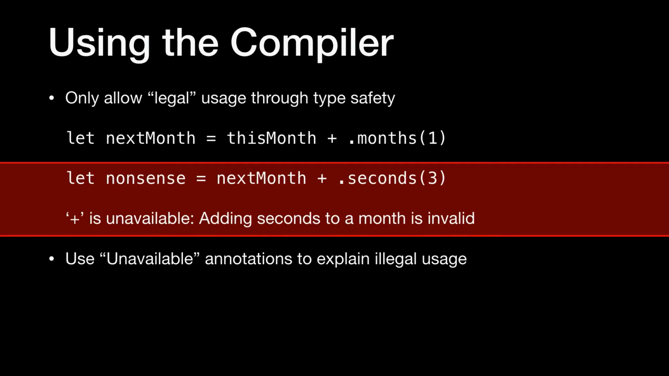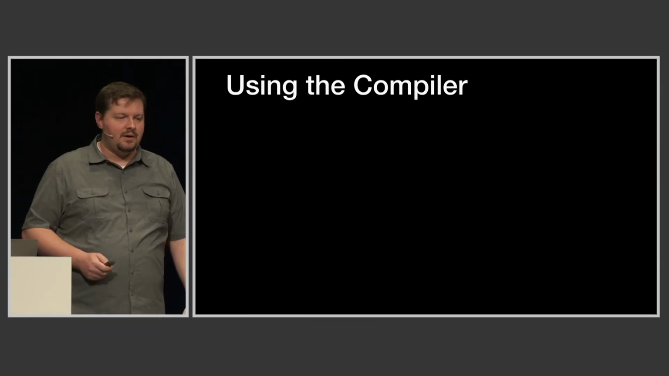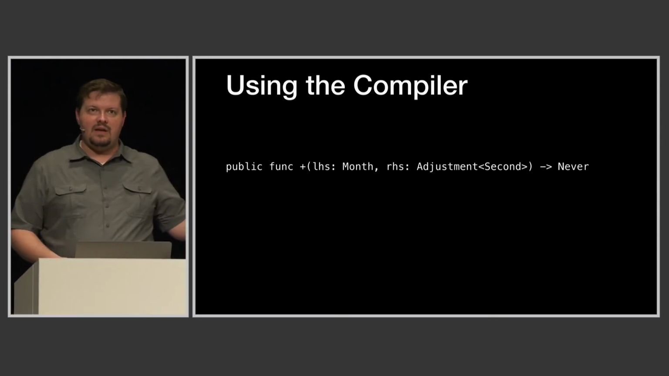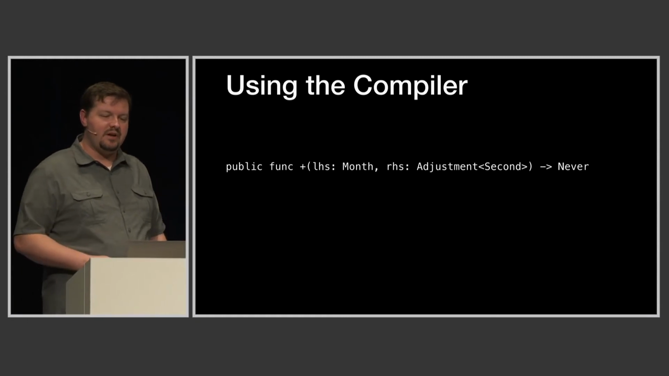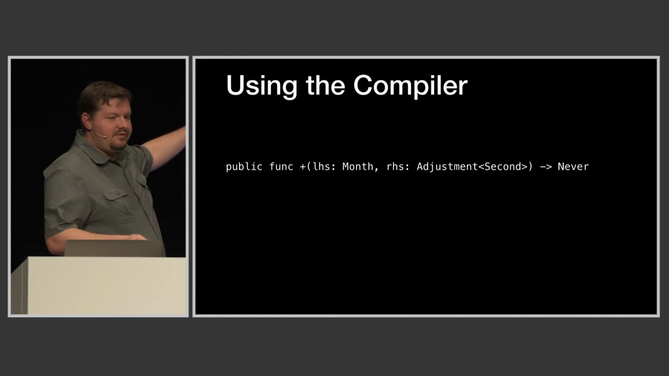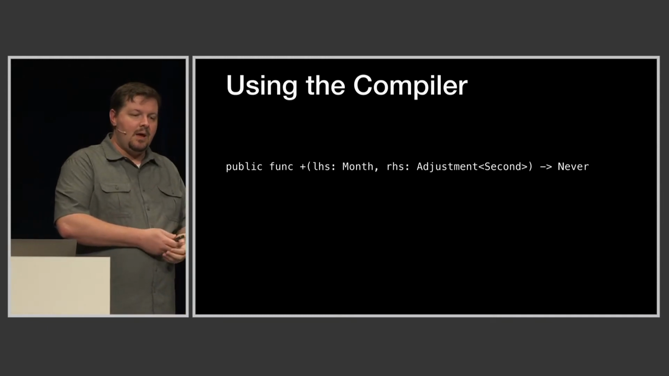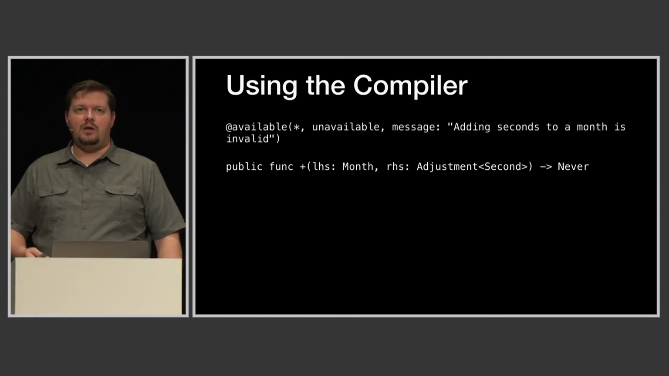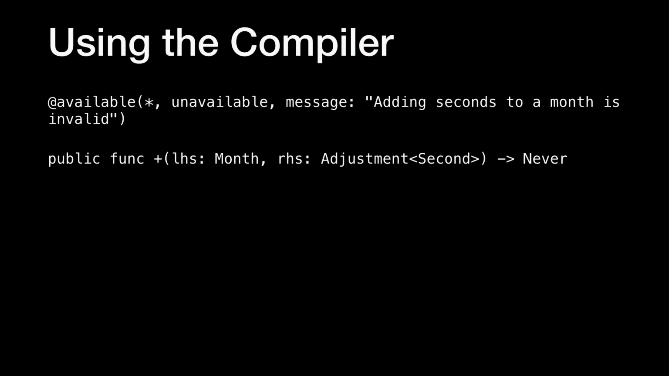So a simple example: if we want to teach people to not add seconds to May, we define the plus operator to add seconds to May, or adjust a month by some second value. We don't want this to be called, so we'll say it returns never, because you have to have a return type. Then, to make sure our users understand the magic, we can mark it as unavailable. The availability annotations also allow us to provide a custom message, such that when I try to use this in code, I'll get an error because it's unavailable, but I'll also get a message explaining why.